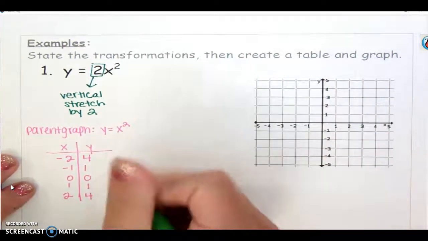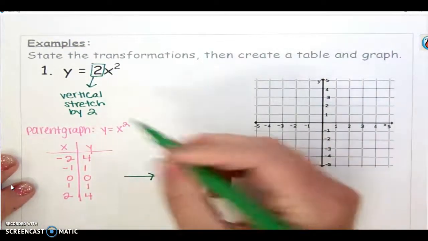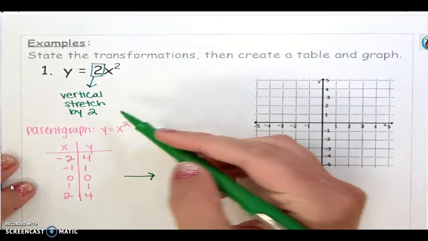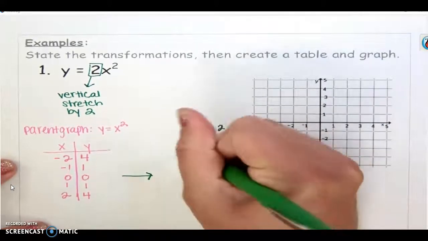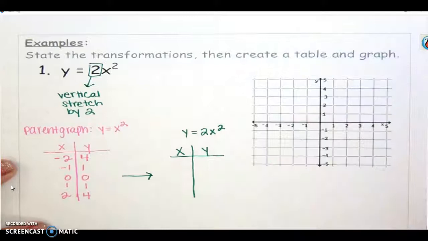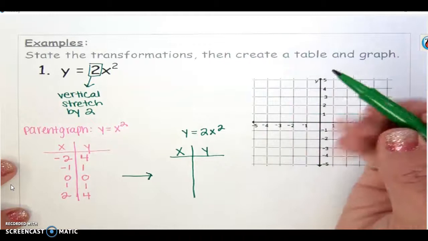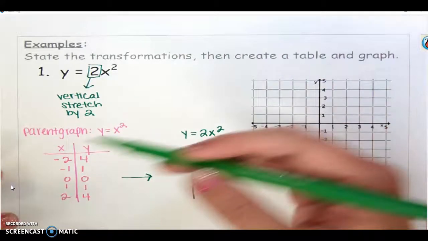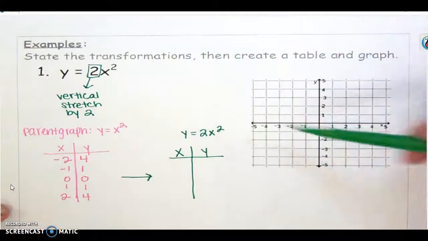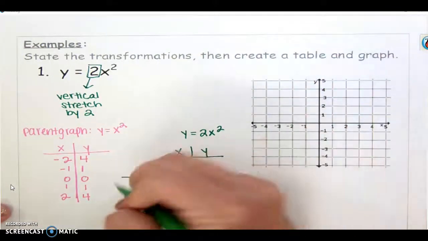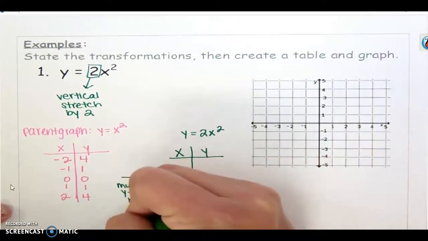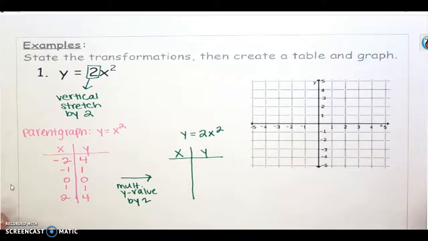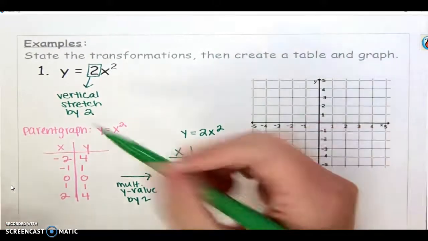Okay, so to make our next graph, we said that we have a vertical stretch by 2. So to turn this into y equals 2x squared, when we have a vertical stretch by 2, we are going to multiply the y value by 2. Think about it: it's stretching this way, so that's why we're multiplying the y value by 2. Anytime you have a vertical stretch, you're multiplying the y value by whatever the number is.